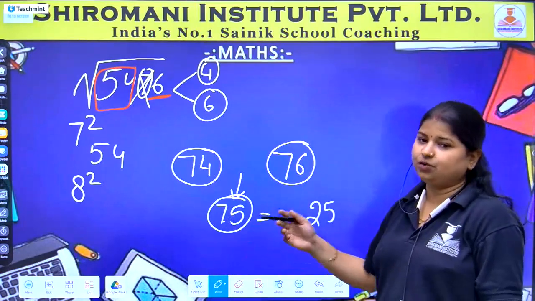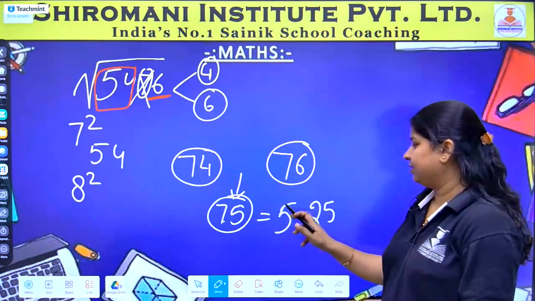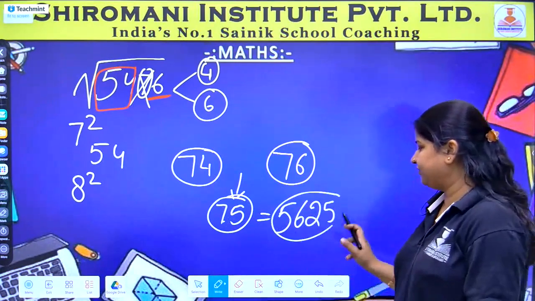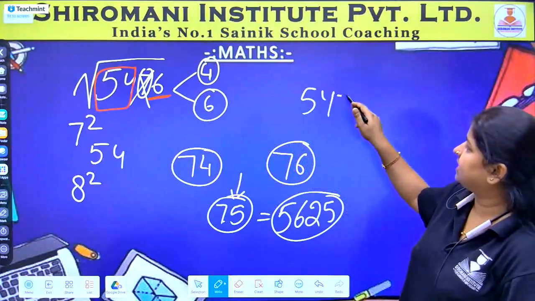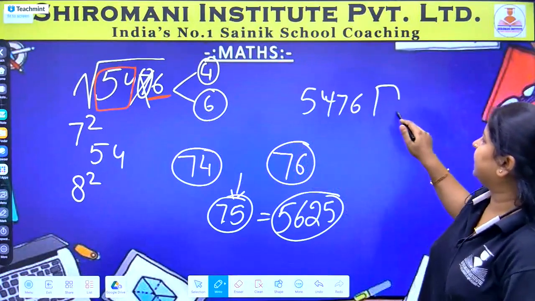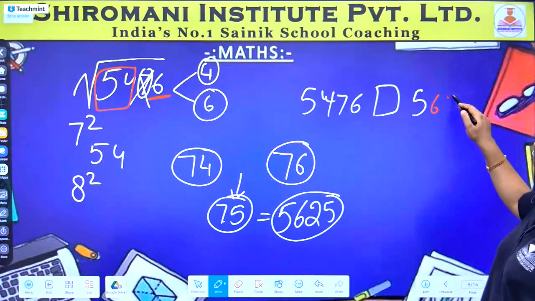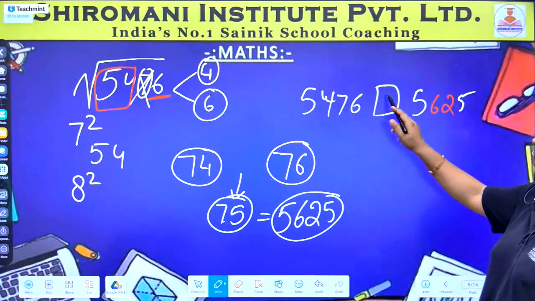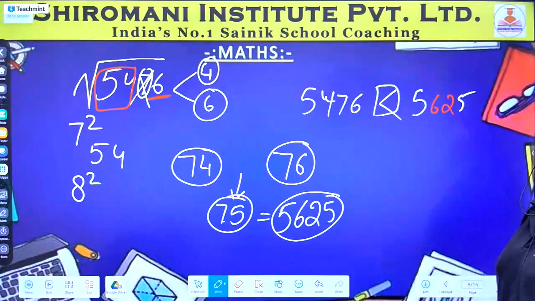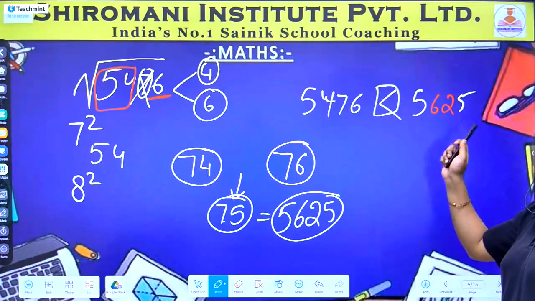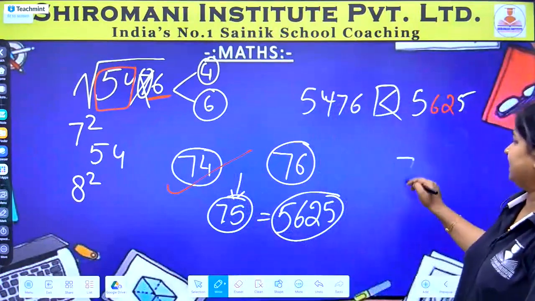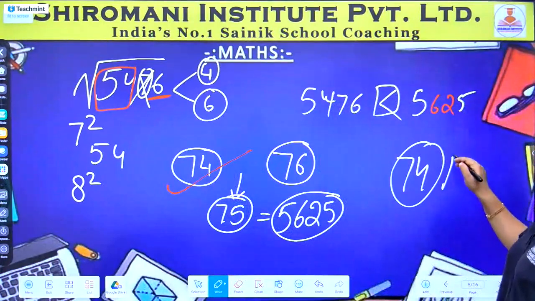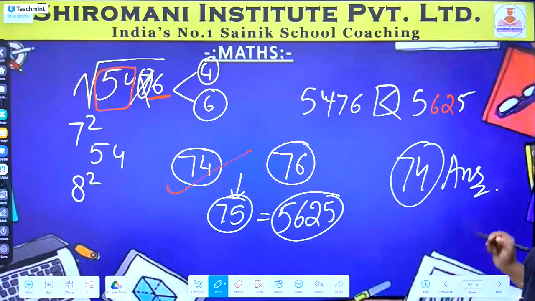Now 7 into 8 is 56. So 5625. Now check your question, 5476, is it greater or lesser? I know that it is lesser. 5476 is lesser than 5625. So the lesser digit would be my answer, that is 74. Got it, everyone?